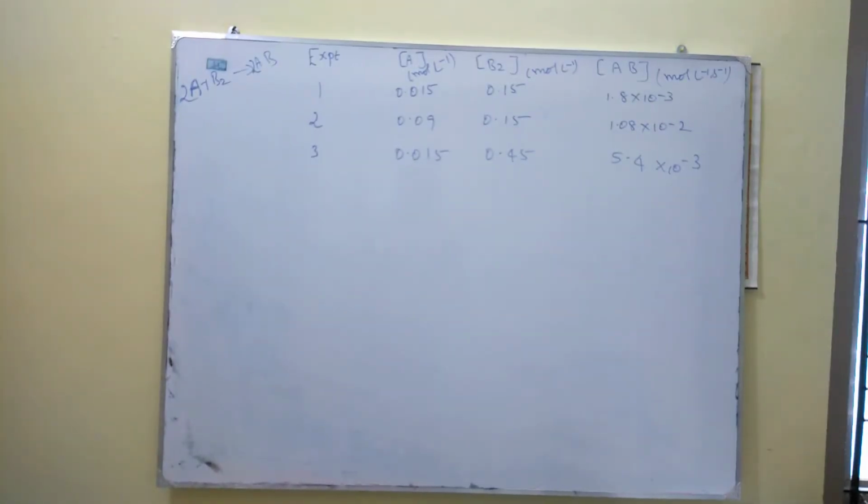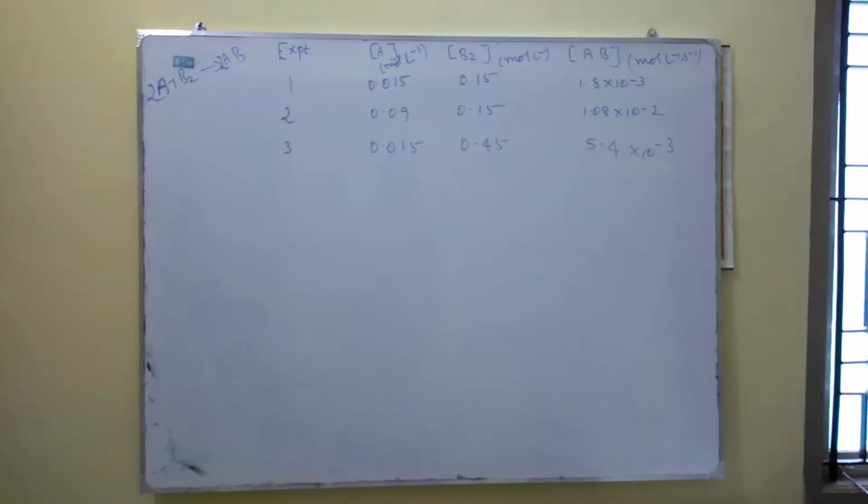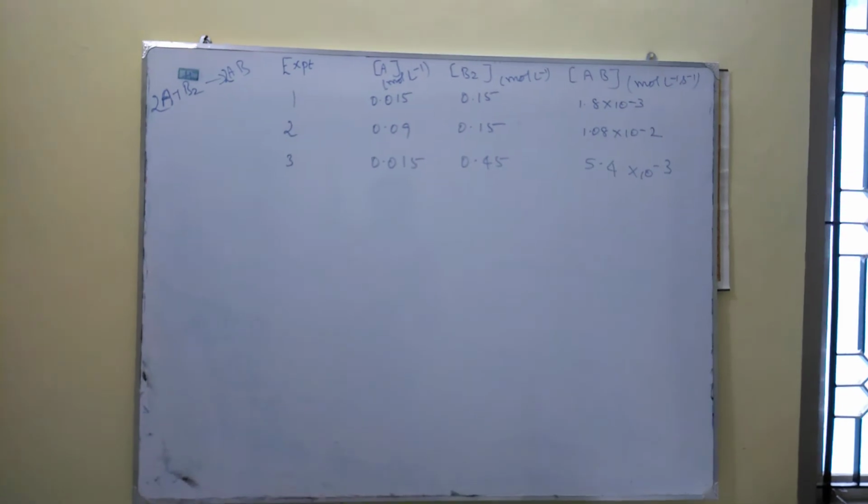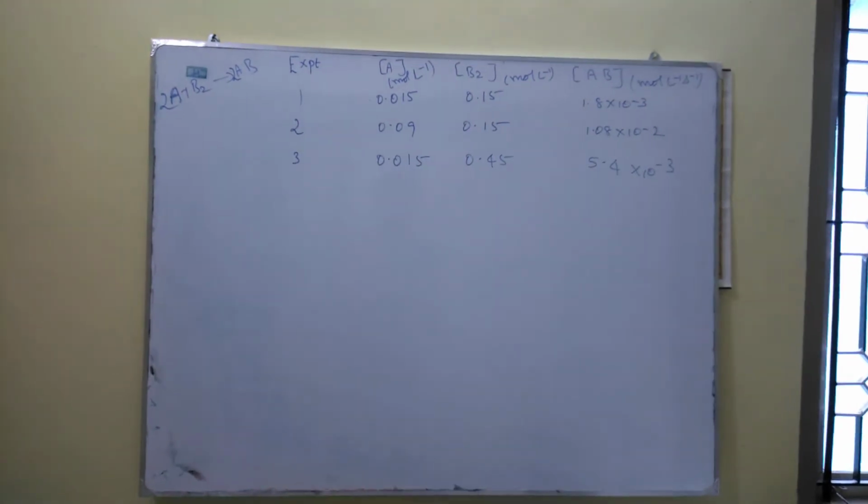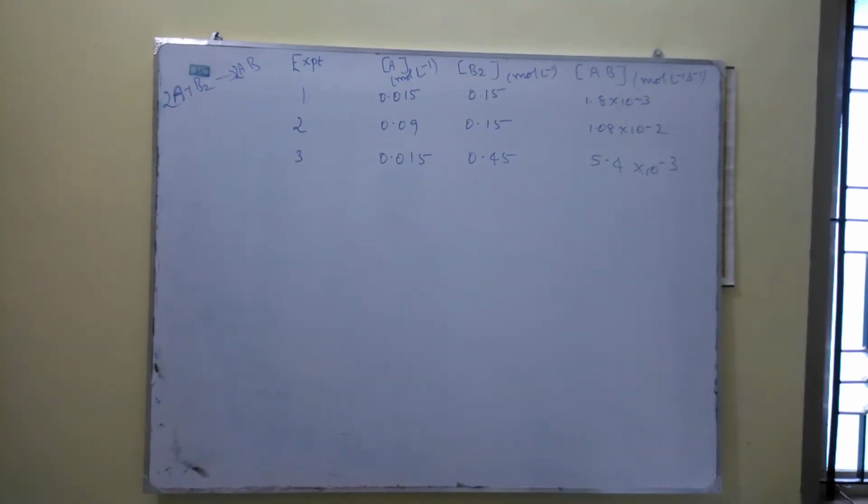Right. In the previous video, we discussed how to find the concentration, the rate law, the rate constant, and how the rate law order is related. We found that theoretically. In this video, we will discuss how it is calculated from the experimental results.